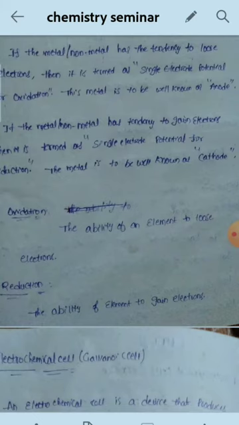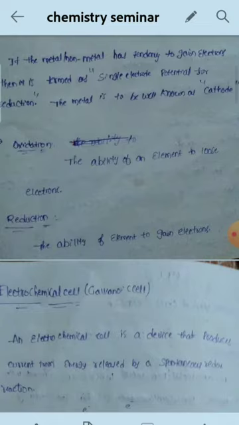Coming to the definition of oxidation: the ability of an element to lose electrons is known as oxidation. Coming to the definition of reduction: the ability of an element to gain electrons is called reduction.